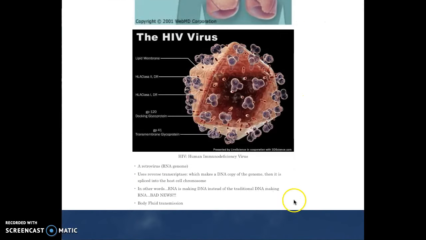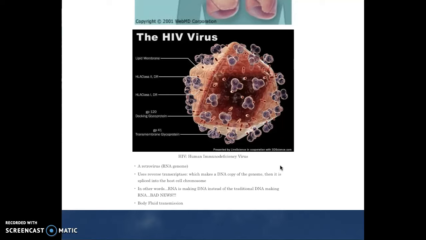The HIV virus is different. HIV is a problem. It's a retrovirus. It's still an RNA virus, as I said, but it uses a process called reverse transcriptase. So what happens is that RNA gets into the body, but instead of making more RNA, it actually turns around and makes DNA. And then that DNA ends up getting spliced and integrated into the cell's DNA, and then that cell permanently has this disease.